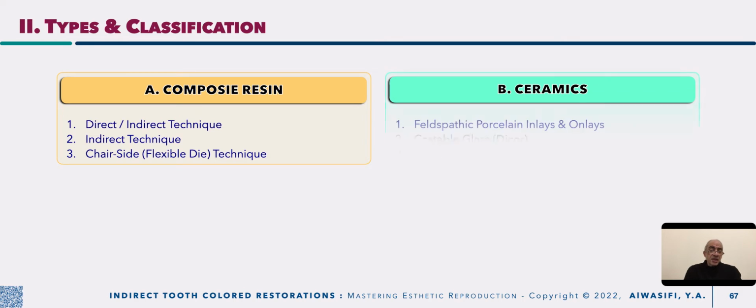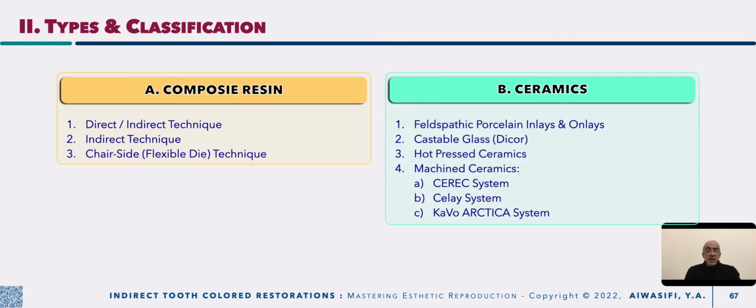For ceramics, it is either feldspathic porcelain inlays and onlays, the oldest one. Then came the castable glass ceramic and hot pressed ceramic, and finally machined ceramics. Machined ceramics are subcategorized according to the type of your impression. Either it is an optical impression like that for the Cerec system, or a tracer like the CELAY system, or a complete optical scanner from 3 dimensions like the Kavo Everest system. All of these are just examples for different types of impressions.